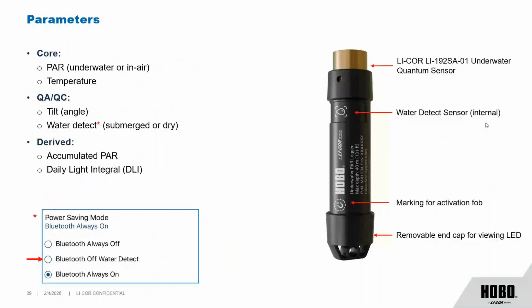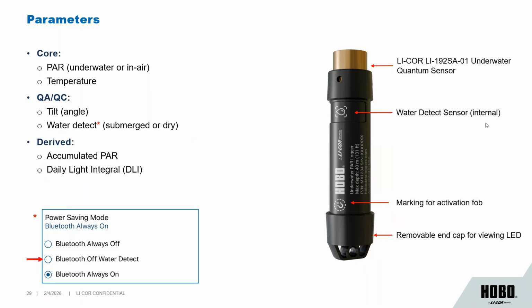So when it comes to the parameters, they have been grouped intentionally. You get those core measurements of PAR and temperature, but we've added the layer of these QA and QC parameters like tilt and water detect. Tilt is accurate to 5%. And again, water detect allows you to confirm whether or not your device is actually underwater. So all of these components help validate data quality and deployment conditions.